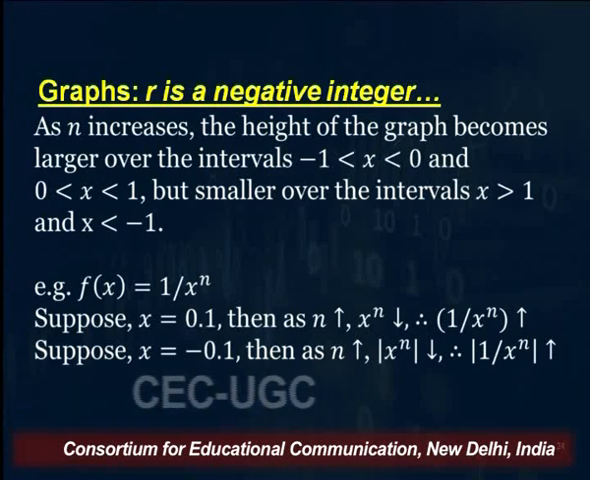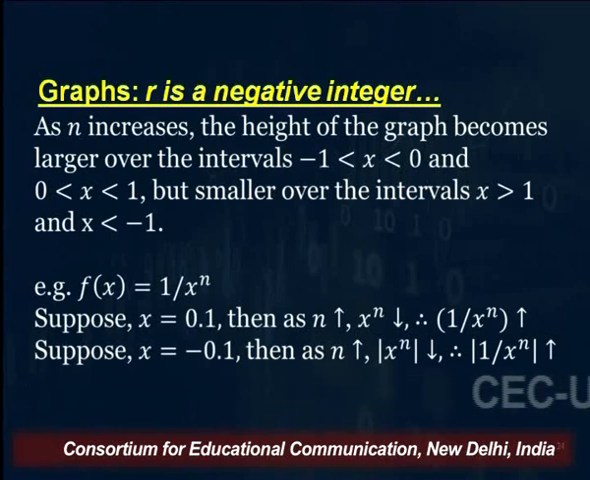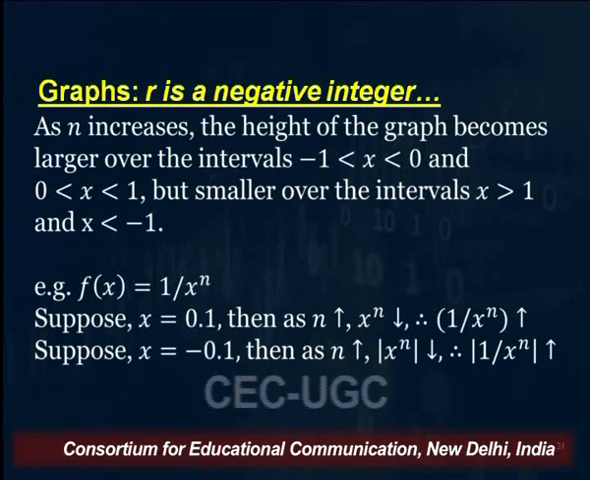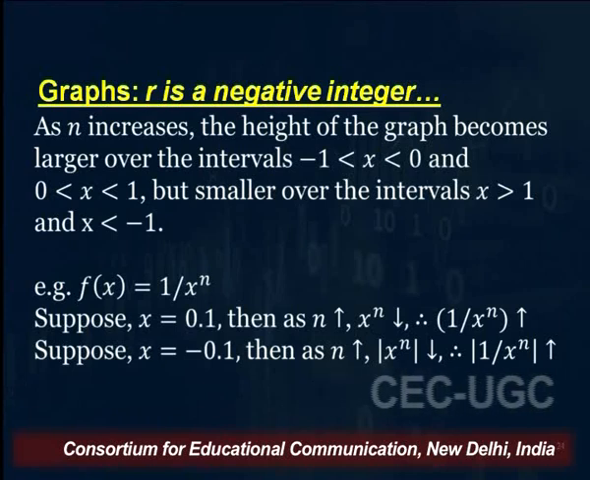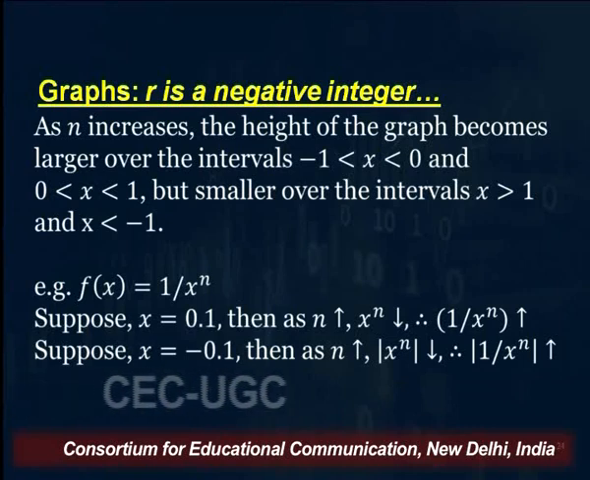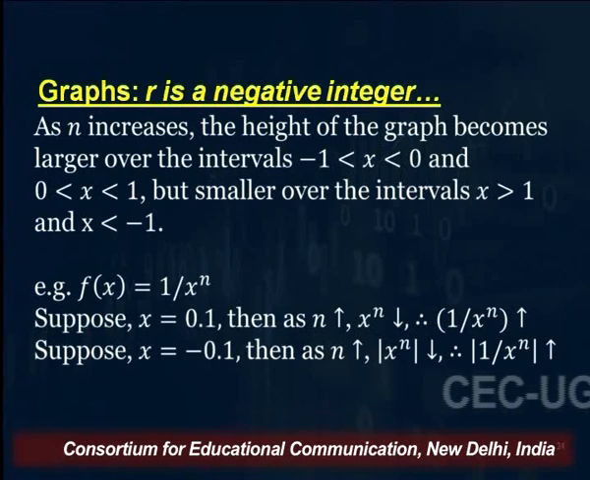So when we look at the families of curves, in the interval minus 1 to 0 and 0 to 1, because here 0 is not included, we have to break that interval between minus 1 and 1. So here the height of the graph will become larger as n increases, but the height will be smaller over the intervals x strictly greater than 1, and x strictly less than minus 1.